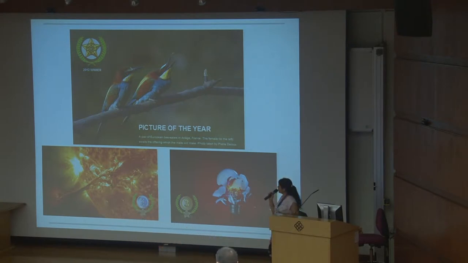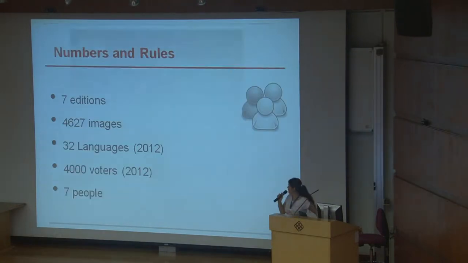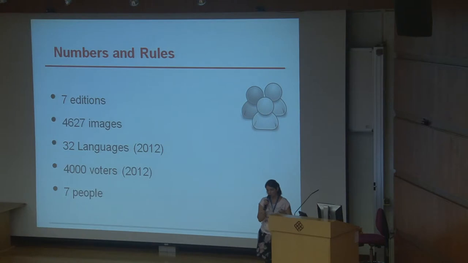And I'm actually going to show you the numbers of picture of the year. We have seven editions. We started in 2006 with 351 pictures, 20 people making the commission and 500 people voting. So far, counting the seven editions together, we have more than 5,600 pictures. Those are the seven editions combined. Last year alone, 988 pictures were voted for picture of the year.